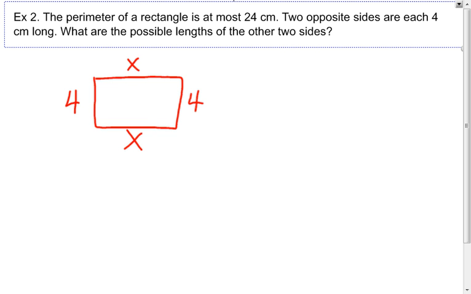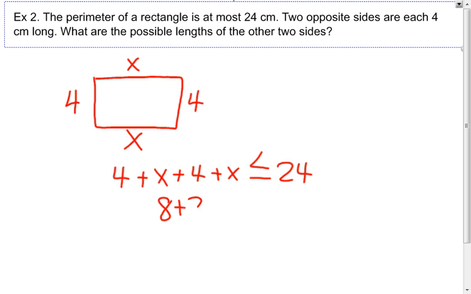Perimeter is when I add up the distance all the way around it. So I've got 4 plus x plus 4 plus x. And that total needs to be at most 24. So at most, can it be equal to 24? Yes. Can it be bigger than 24? No. Can it be less than 24? Yes. So I use less than or equal to 24. Now I've got like terms I can combine. 4 plus 4 is 8. x plus x is 2x.